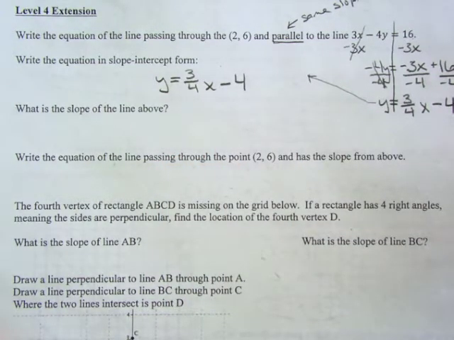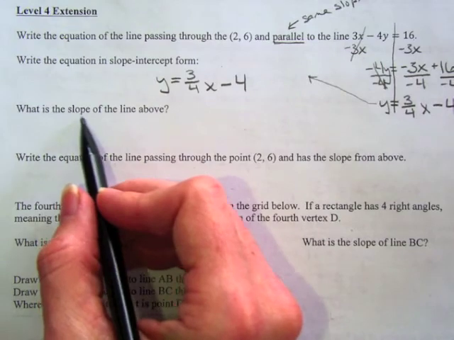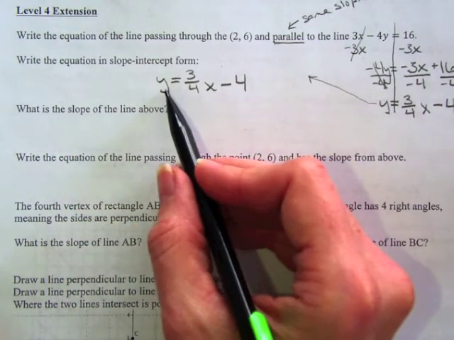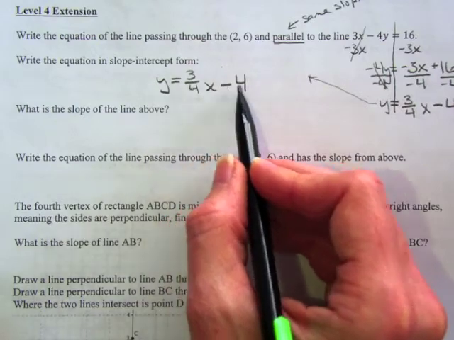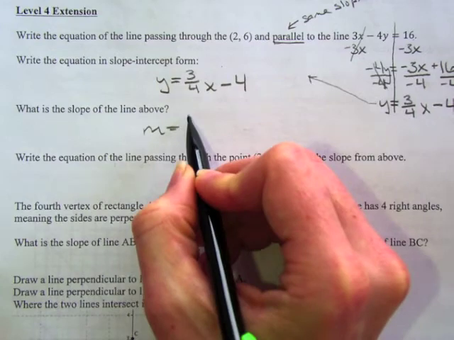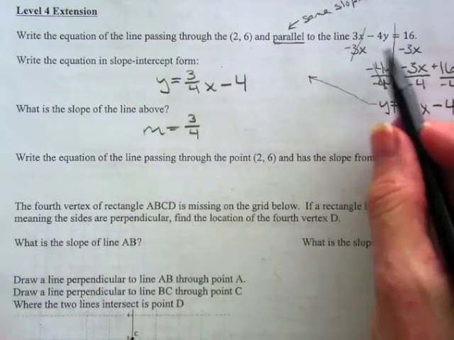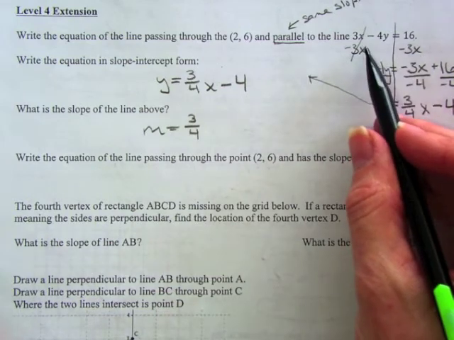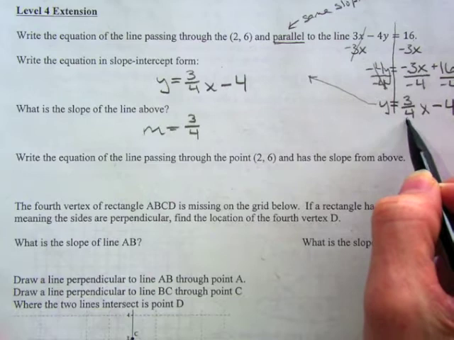So now we have the equation written in slope-intercept form. That allows us to actually find the slope. So it asks, what is the slope of the line above? Well, I look at this equation, y equals mx minus b. Remember m is our slope. So that m value is our slope, so we get 3/4 for the slope of this original equation that we were given that was not in our slope-intercept form. But once we put it into slope-intercept form, we were able to identify the slope.